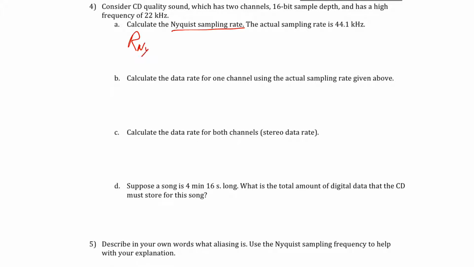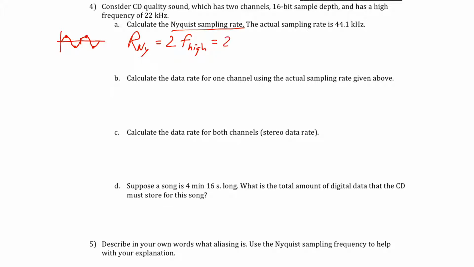Our Nyquist is twice the highest frequency. And roughly speaking, if this is a sine wave of the highest frequency, you'll notice that it takes 2 samples per cycle in order to capture the up and down. And that's why we have the Nyquist sampling rate at twice the highest frequency. Okay? There's 2 samples per period.